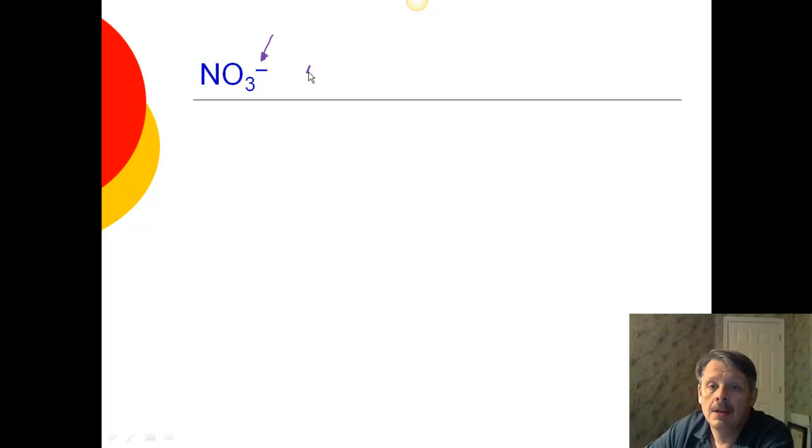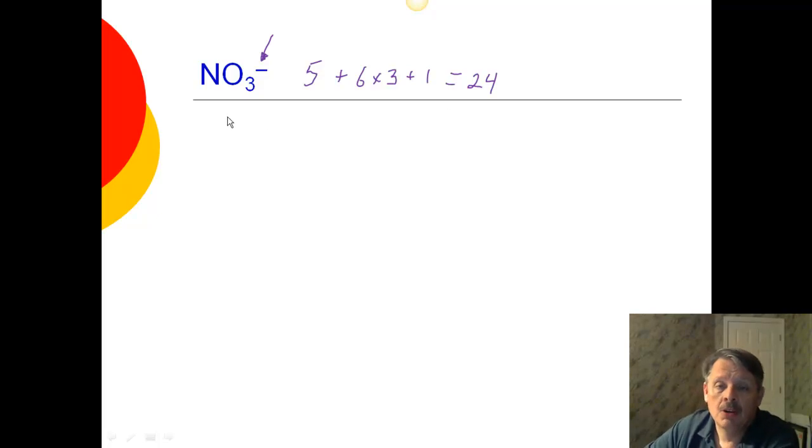Okay, nitrogen has 5. Oxygen has 6, but there are 3 oxygens, so that's going to be 18. Because I have a negative charge, I have to add 1 more. So I have 18 plus 5, which is 23, plus 1, makes a total of 24. Okay? Now, let's go ahead and go through your normal process. You've got 24 electrons. Go ahead and do it on your own. See what you can do from here.